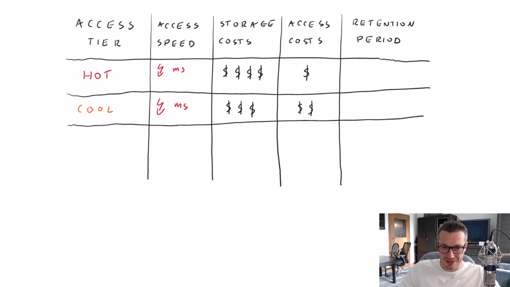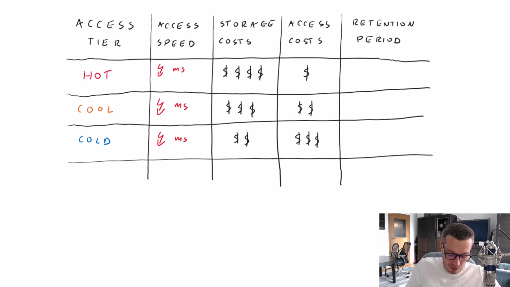Now, we've got yet another access tier called cold access tier. In this case, again, we can get access to our data without any delay, so it's very fast, but the storage costs are lower compared to two previous options. Likewise, access costs, they are bigger compared to hot and cool.